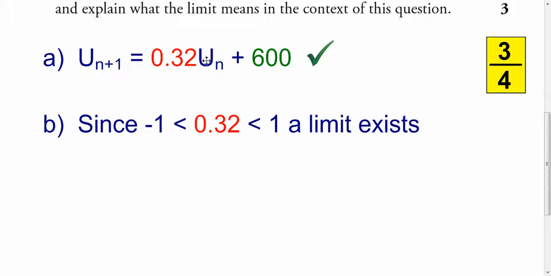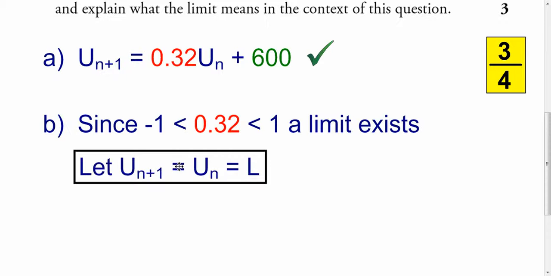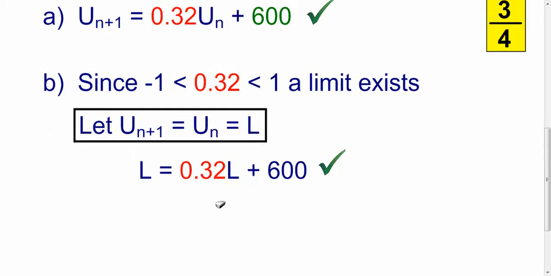So what do we do? Well, we let U of n and U of n plus 1 equal this limit, which is L. So we replace this with L and we replace this with L here. Once we've done that, we can solve this equation. So we've got 2 marks already, we need 1 more. If we can solve this equation, that'll get us 3.